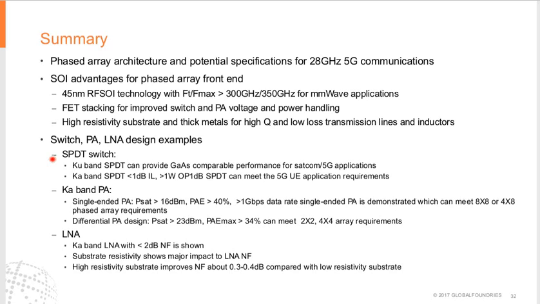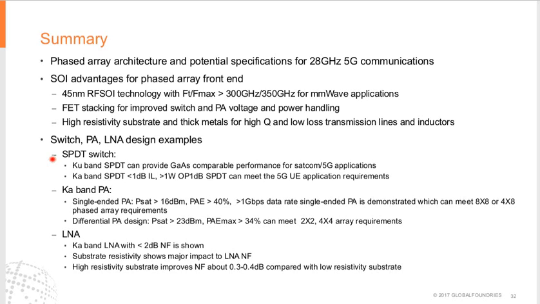For the Ka band PA, we designed two types of PA to satisfy different phased array applications. For the single-ended one, the P-SAT is larger than 16 dBm and the PAE is larger than 40%. So it's good for 8x8, even complex modulation, or 4x8 for low complexity or single carrier applications. The modulation measurement shows that it can get very good PAE and also EVM, less than 3 dB EVM. It can support a 1 gigabit/second data rate.